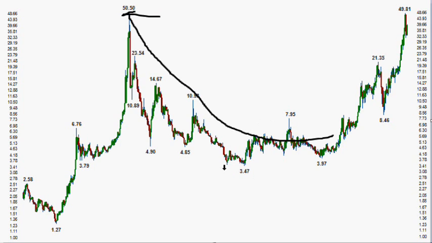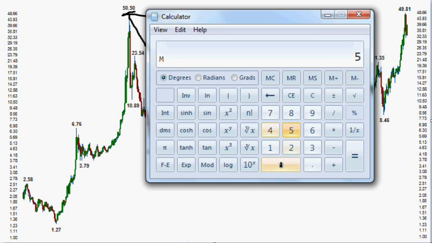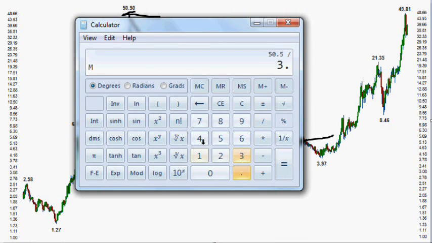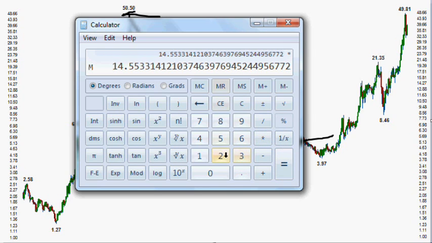We'll do these numbers here, 50.5 divided by the low of 3.47, and we have 14.55. We'll multiply this again by the low. Actually, we won't. We'll just do this. We'll put this to the power first of 0.618. Then we'll multiply this by the low, which is, of course, 3.47.